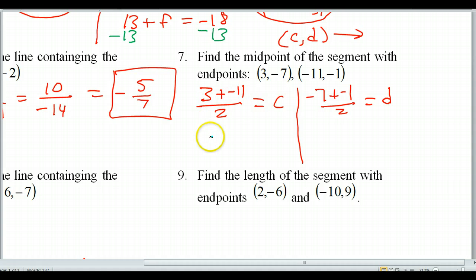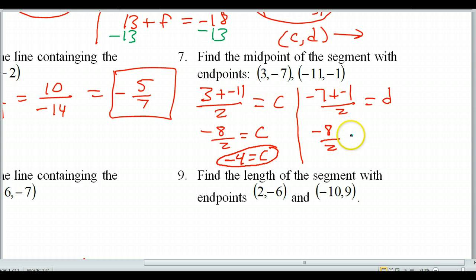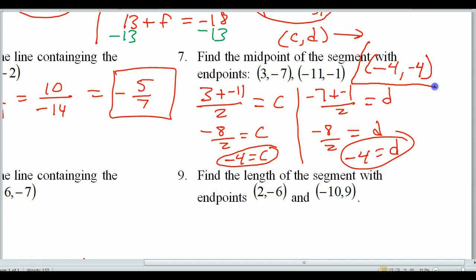Well, 3 plus negative 11, that's negative 8 over 2. So that's going to be negative 4. So C is negative 4. This is also negative 8 over 2. Look at that. So D is also negative 4. That means my midpoint must be negative 4, comma, negative 4. Please make sure you put your midpoint as an ordered pair in parentheses and everything. Did you guys get number 7 right?